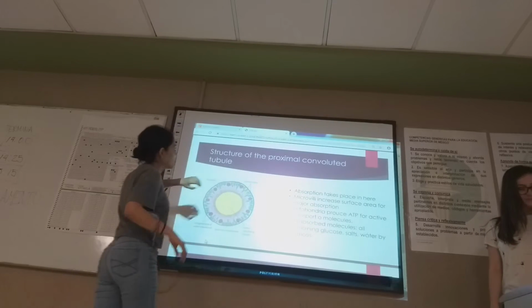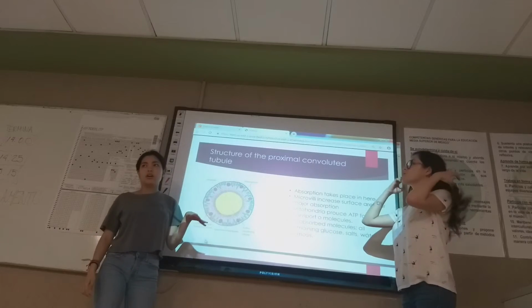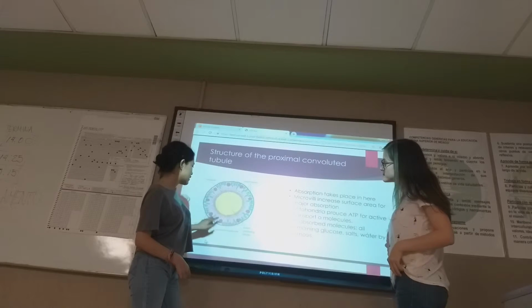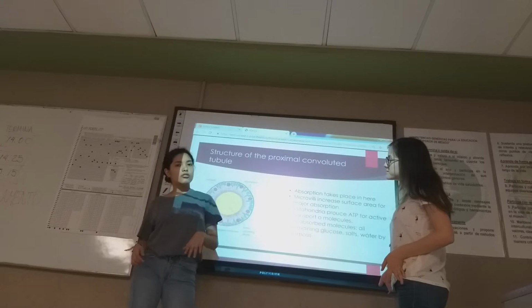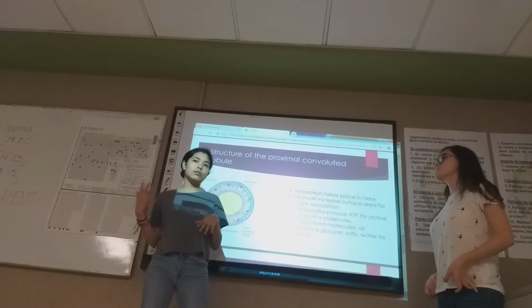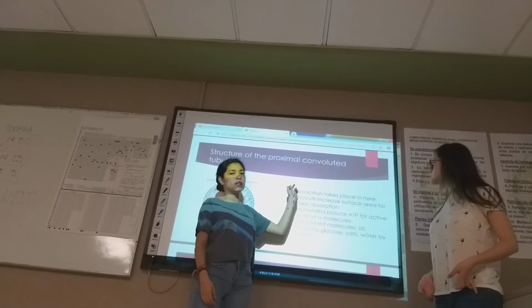Well, now, the structure of the proximal convoluted tubule. This is the cross-section of the proximal convoluted tubule, and as you might see, these circles right here are mitochondria, and in the same way as the glomerulus, the mitochondria supply energy. For what? For the process of absorption to take place.